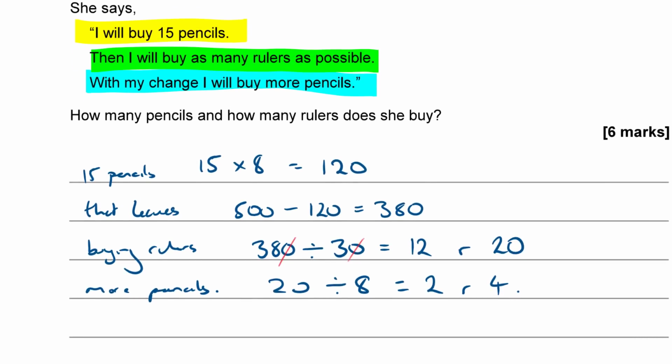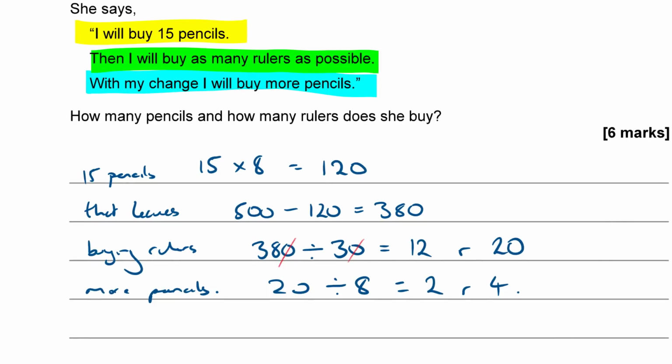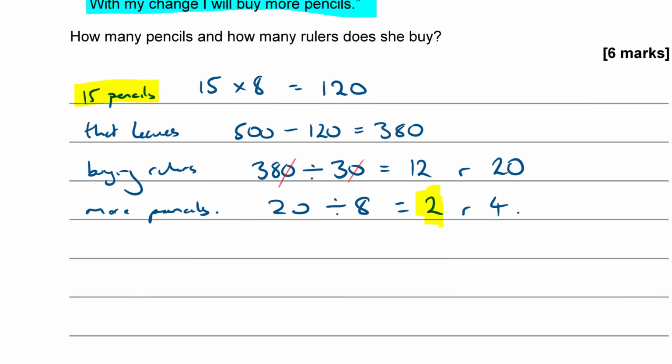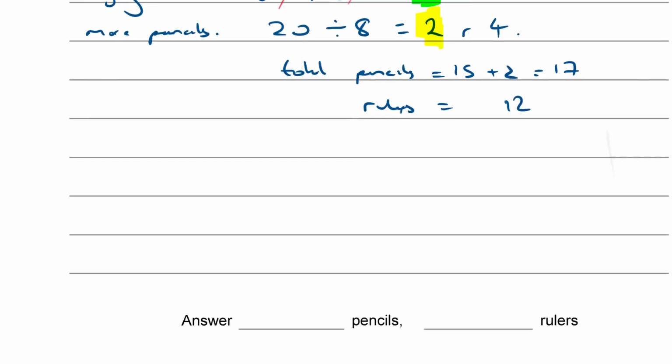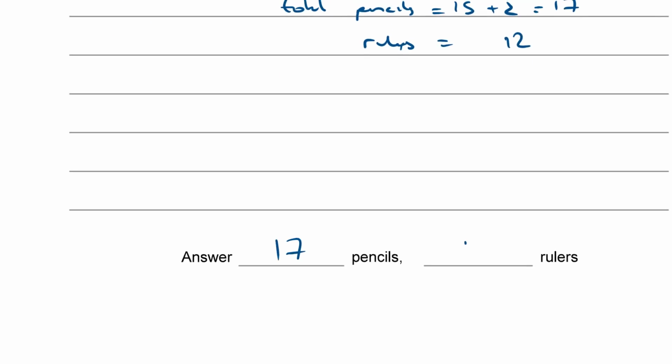Okay, so what's that in total then? So she's bought how many pencils and how many rulers does she buy? She bought 15 pencils there plus another 2. So total pencils is 15 plus 2. So she bought 17 pencils, and rulers, well, we said that she bought 12, didn't she? So she bought 12 of those. So 17 pencils and 12 rulers.